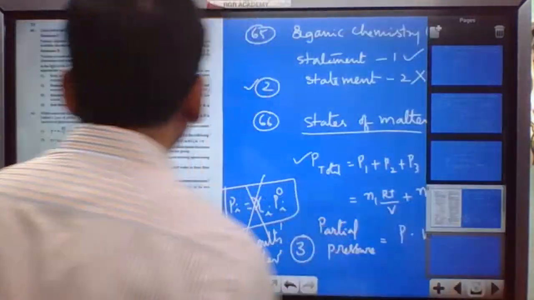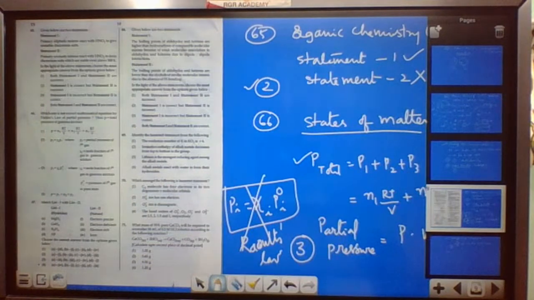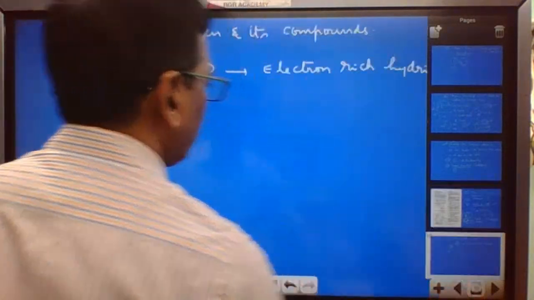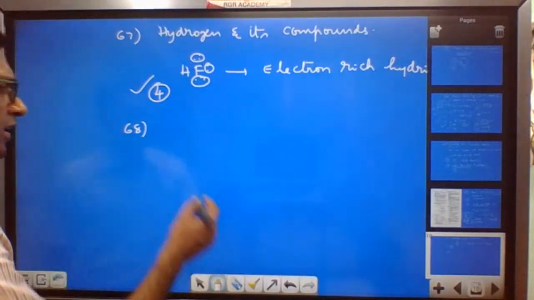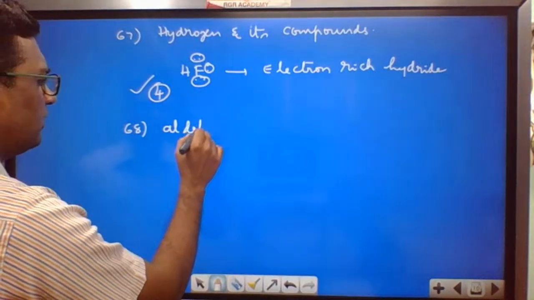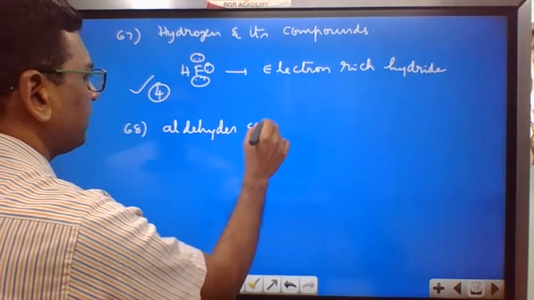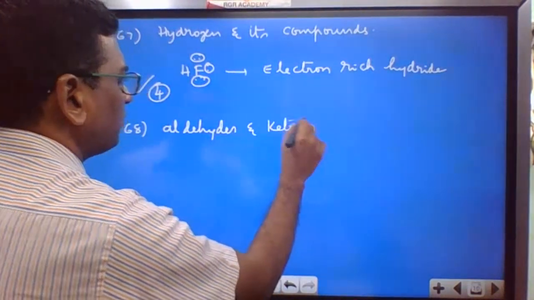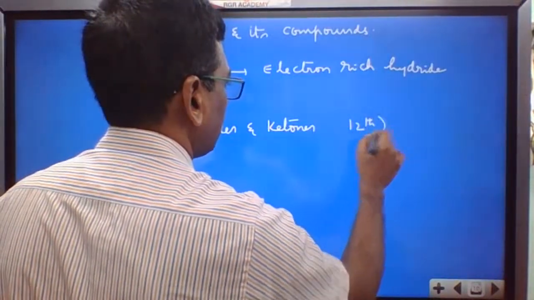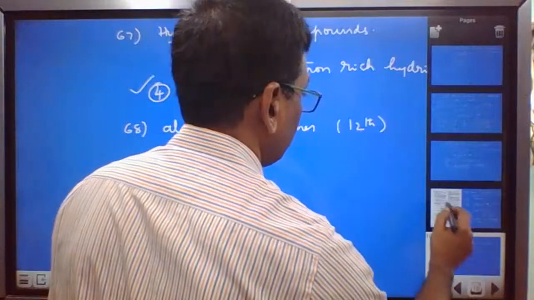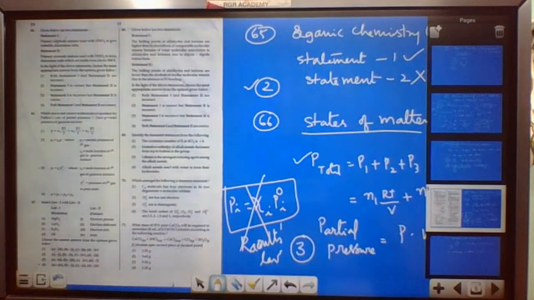Coming to question 68, it is again from aldehydes and ketones. Already we have discussed one question from aldehydes and ketones. This is from the 12th class syllabus regarding boiling points, very important. The boiling points of aldehydes and ketones are higher than hydrocarbons of comparable molecular masses. 100% correct, because of weak molecular association in aldehydes and ketones due to dipole-dipole interactions.